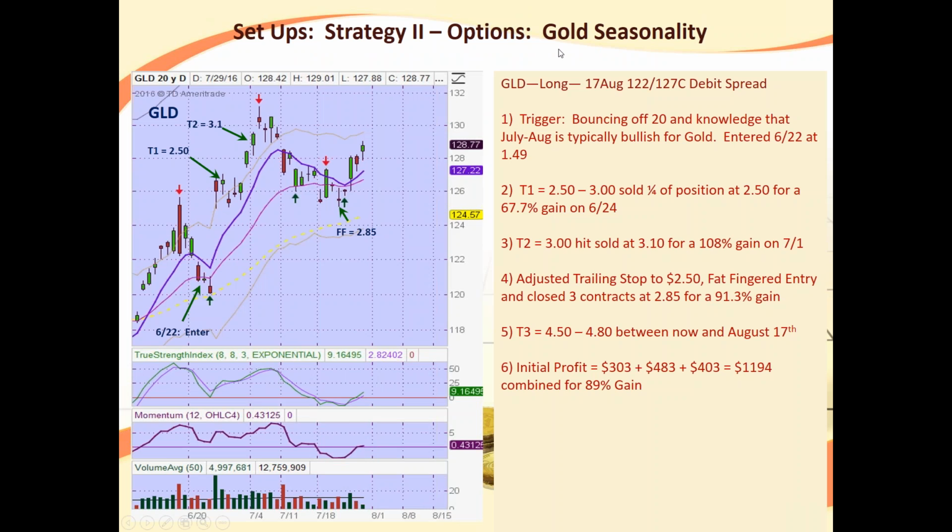Okay, here's a trade we set up back in September 22nd, which is right here. We know that there is a seasonality to gold, and so this was a straight seasonality trade. Basically, we took this trade, looking like it was going to bounce off the 20. It wound up bouncing off the 50.